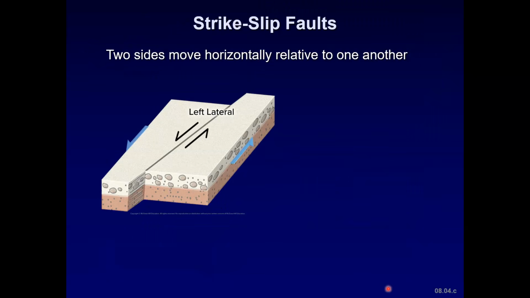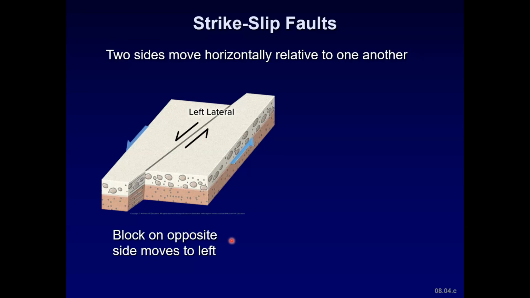You can also have a strike-slip fault as such. That's where two sides move horizontally relative to one another. And we say this is left lateral because it's moving leftward relative to this side. That's a left lateral fault.